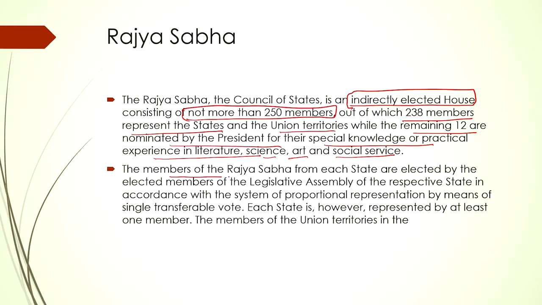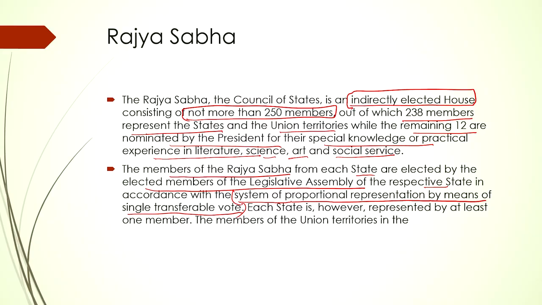The members of the Rajya Sabha from each state are elected by the elected members of the legislative assembly of the respective states in accordance with the system of proportional representation by means of single transferable vote. Now, two things are important here. The members of the Rajya Sabha are elected by the members of the state assemblies. So, in other words, the members of the Rajya Sabha are indirectly elected by the people and directly elected by the members of the legislative assemblies.